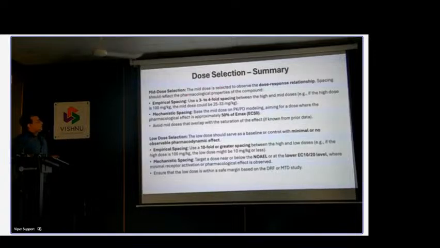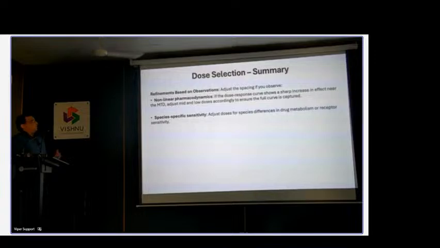And the mid dose selection, you can use dose response curves, and either empirical spacing, as I mentioned before, or mechanistic spacing based on the PKPD. And the low dose is again the same, but with different folds. If it is close to the NOEL, that would be good to have the right dose selection for your studies. So again, one study may not tell you everything.